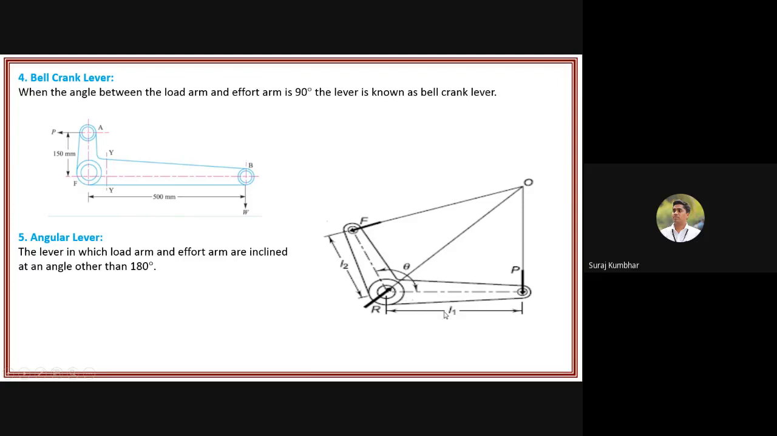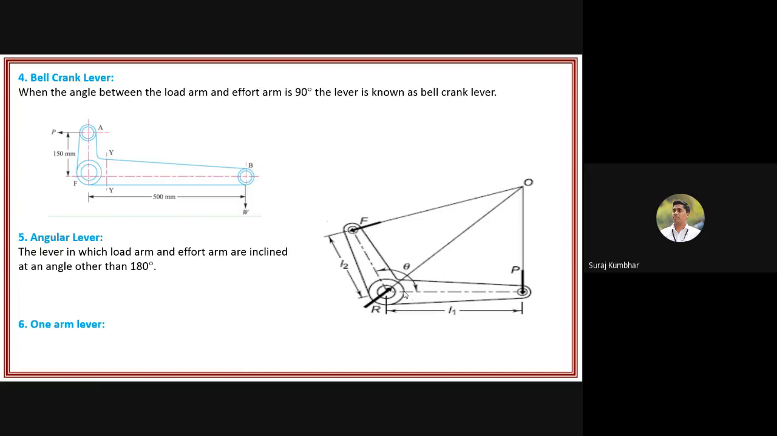When the angle between load arm and effort arm is 90 degree, then you can call it a bell crank lever. And here it is an angular lever, when the angle between load arm and effort arm is other than 180 degree. Now the next part, one arm lever.